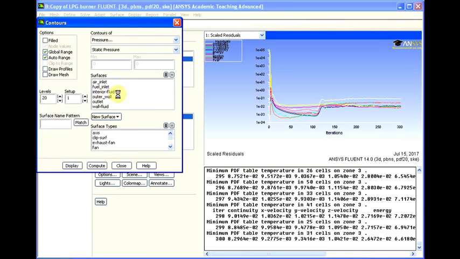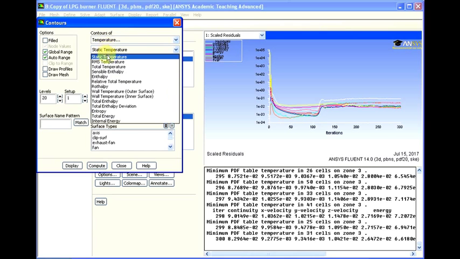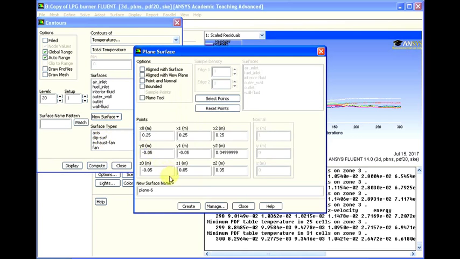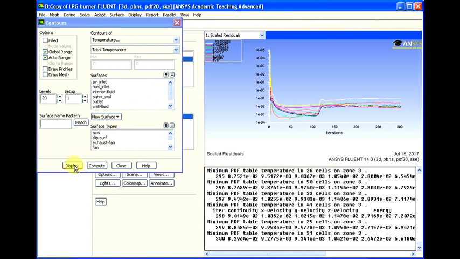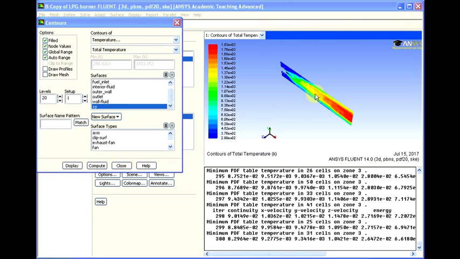We can see the contours set up, temperature, total temperature. It is 3D, so we will create a plane, an XY plane, so we put Z at 0, and we call it XY and create. Okay, now we can see the temperature profile on this plane. Press fill and display.